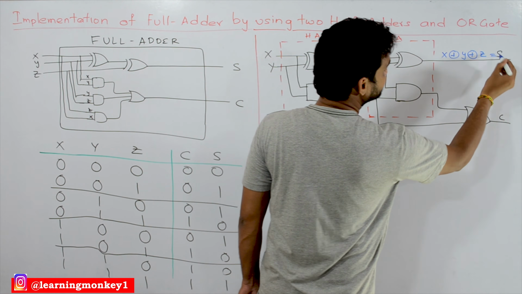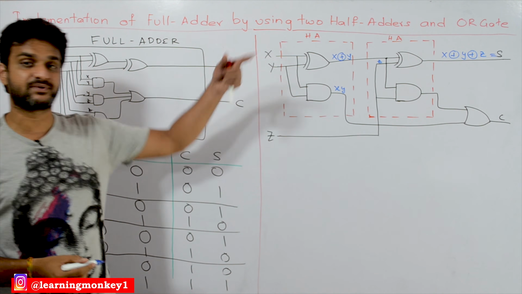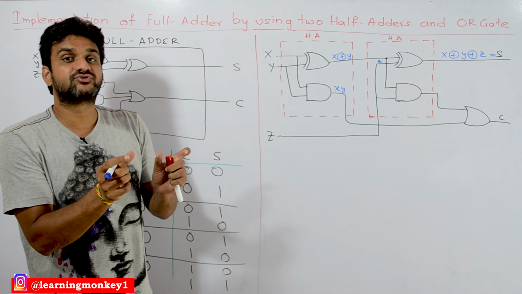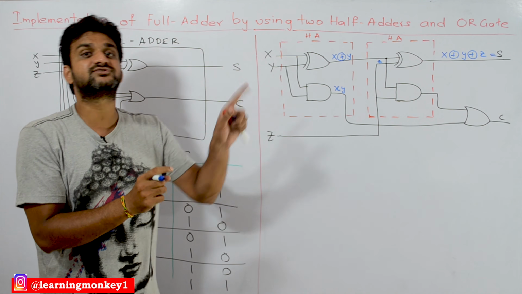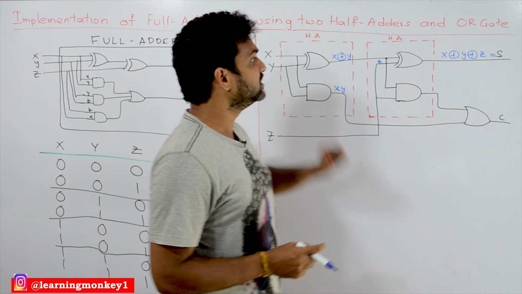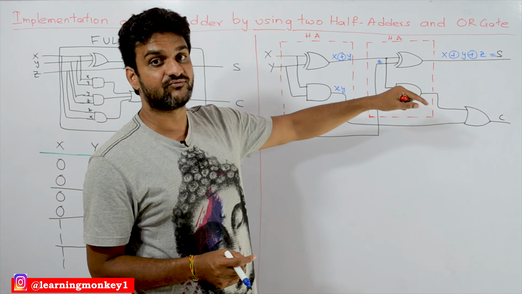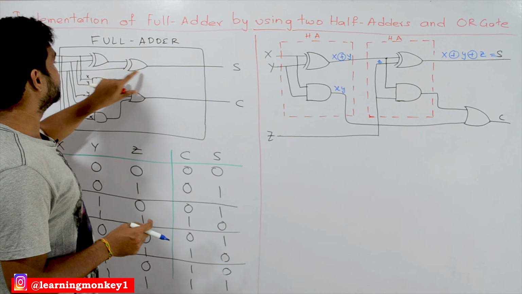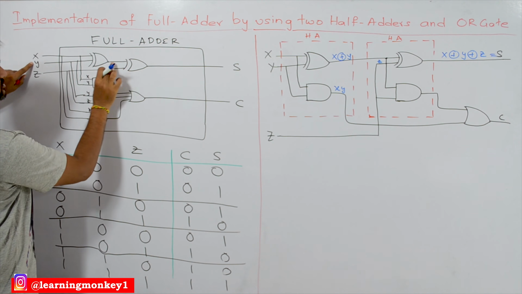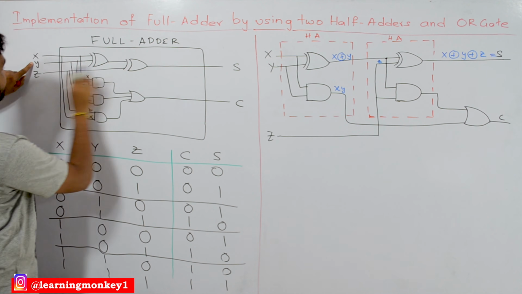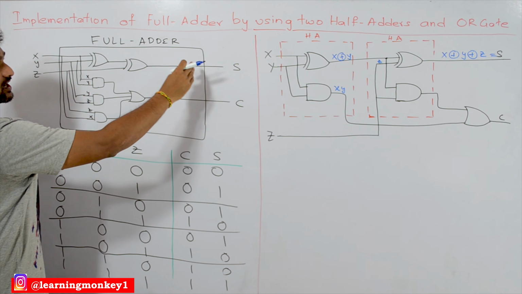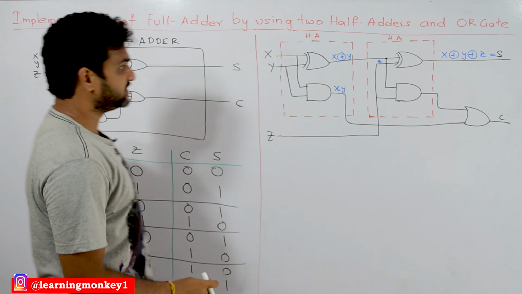This is what we have derived in our previous video. There we have seen that the sum value is going to be X XOR Y XOR Z, which is the same as what happened in the full adder. In this circuit, the first XOR gate is going to produce X XOR Y, and here we have used Z, so it is going to be X XOR Y XOR Z. So the same has been obtained.